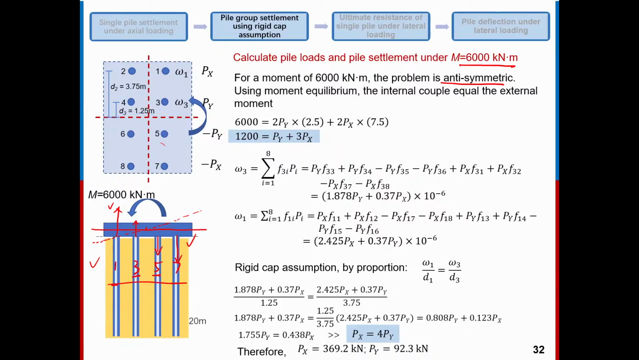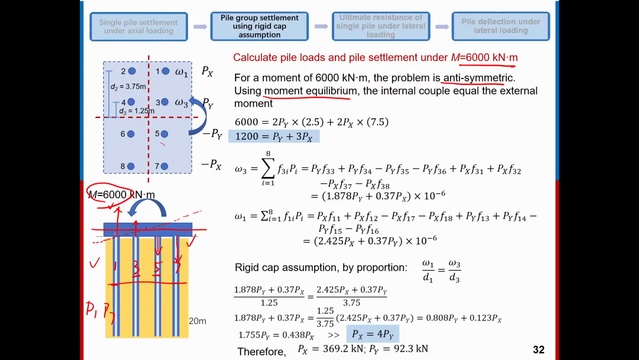So based on this understanding, first of all, let's look at the moment equilibrium. The moment equilibrium involves the driven force, which means the external rotation moment, the driven moment, and the internal resistant moment. The driven moment obviously is equal to 6,000, right? And for the internal resistant moment, let's see this pair first: pile 1 and pile 7.